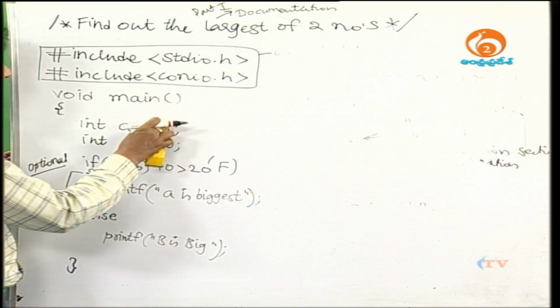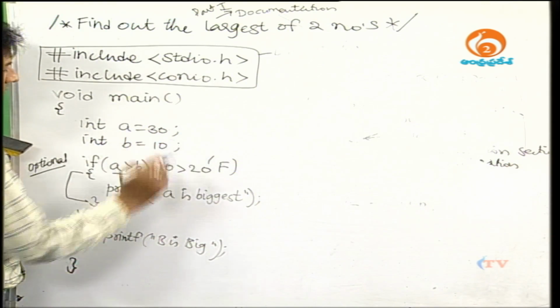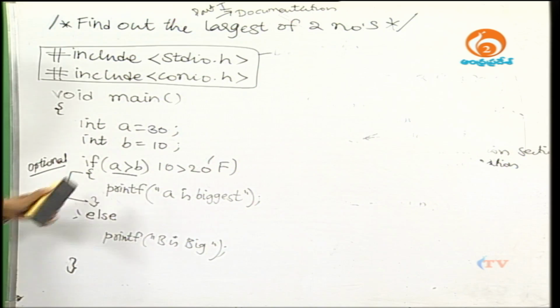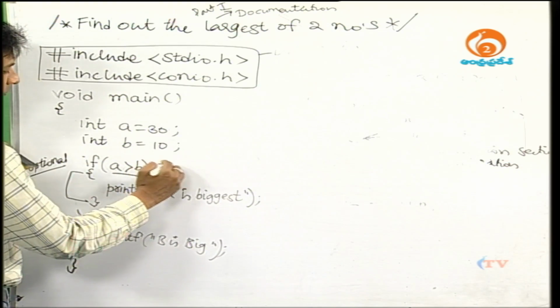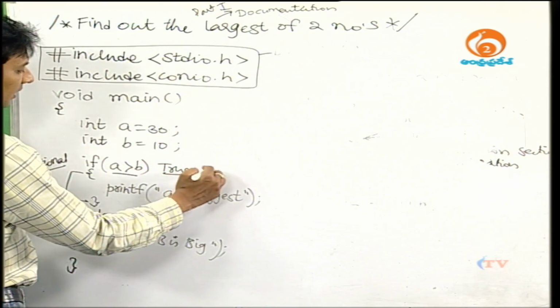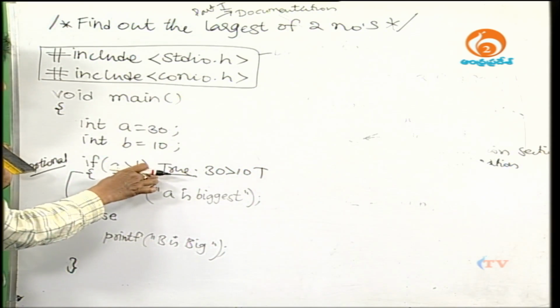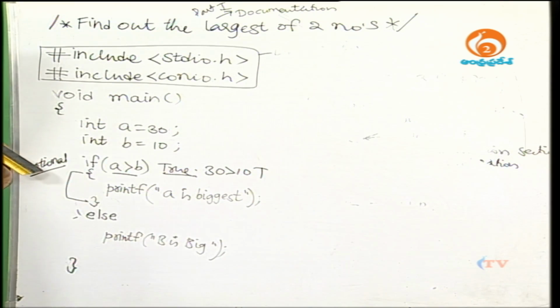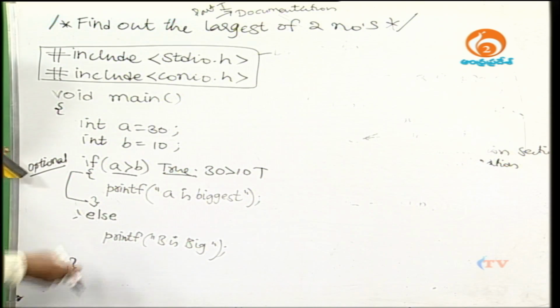For example, if A is equal to 30 and B equal to 10, which one is executed? The if part is executed here. The first condition is checked, and this condition becomes true because 30 is greater than 10. Whenever the condition becomes true, the body of the if condition is executed, that is, A is biggest is executed. Here the else part is skipped.